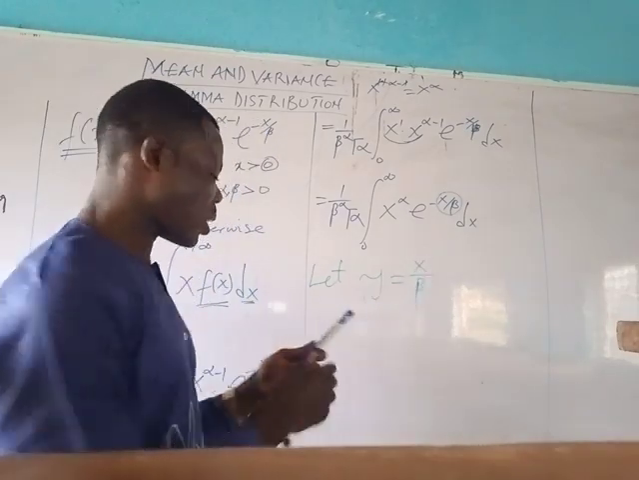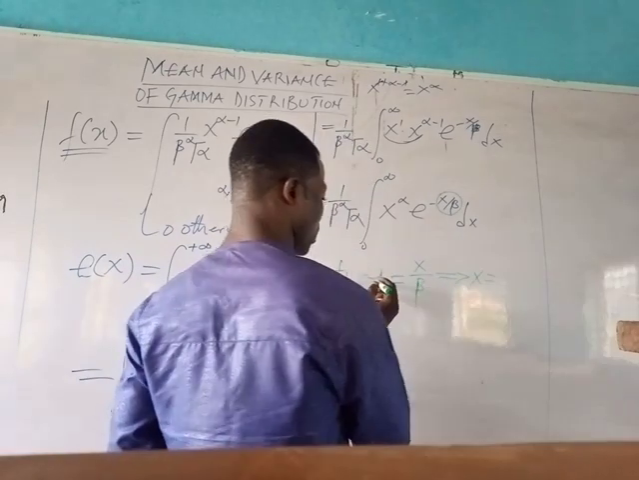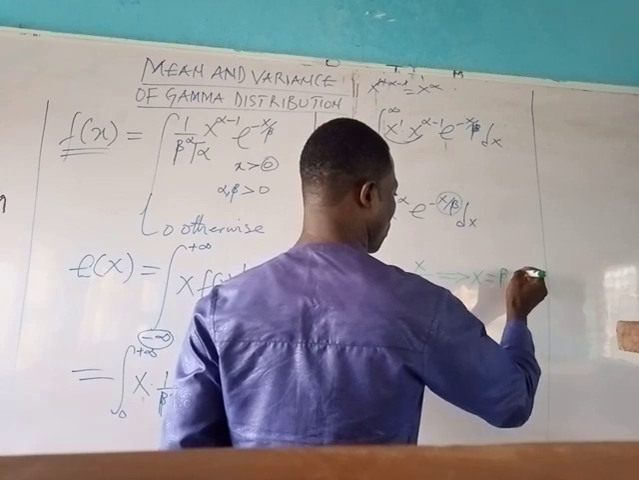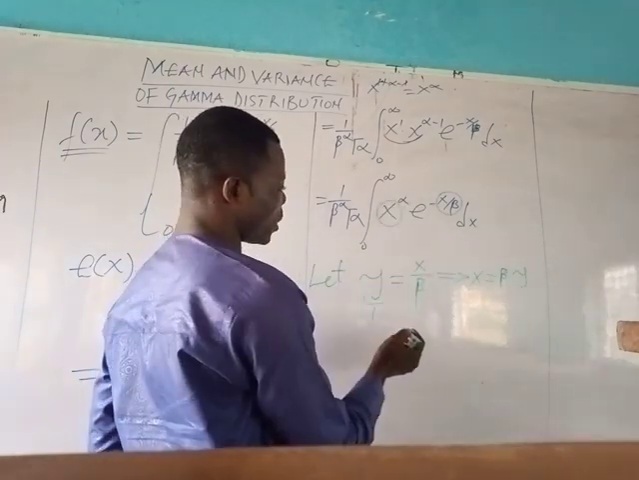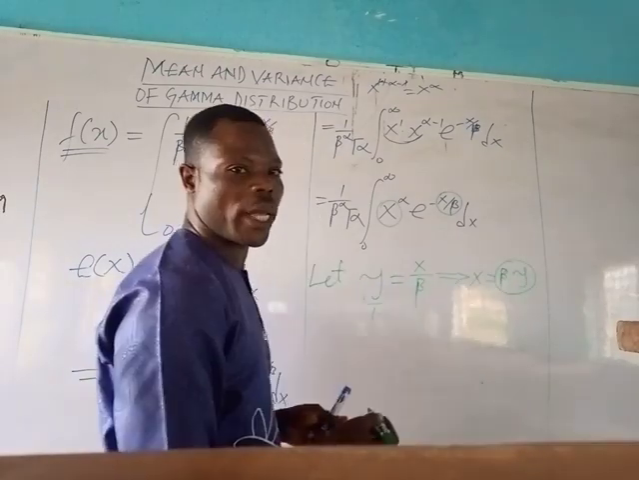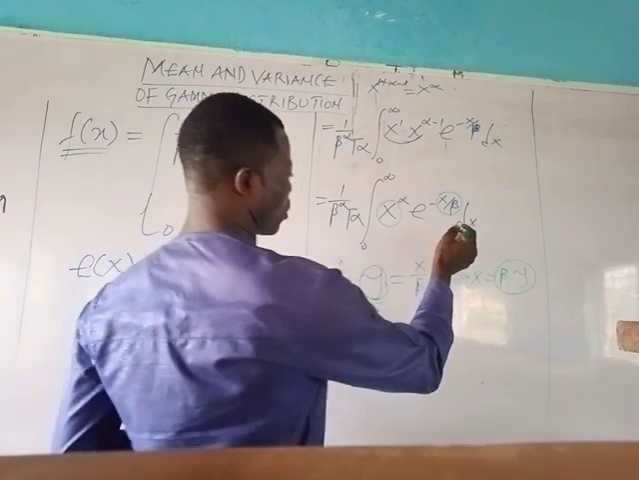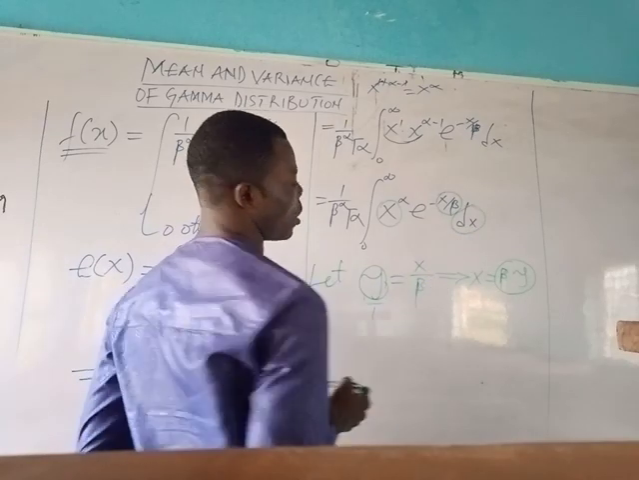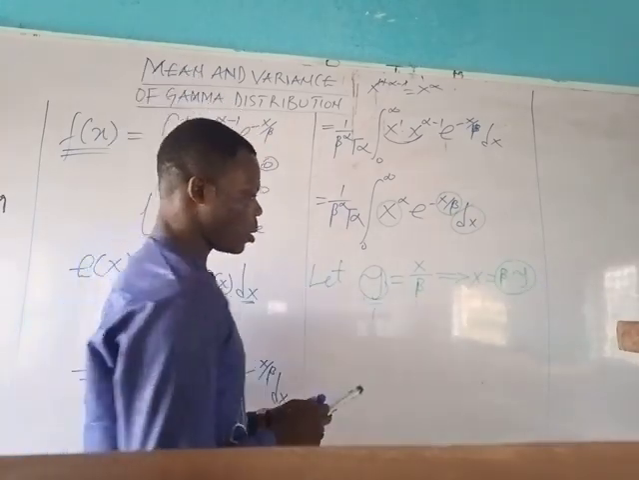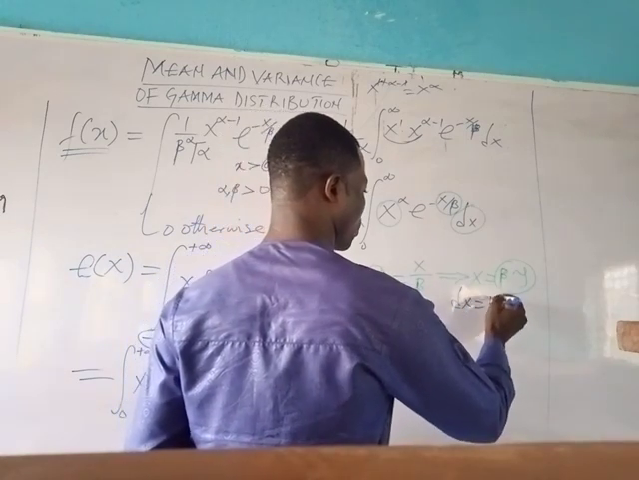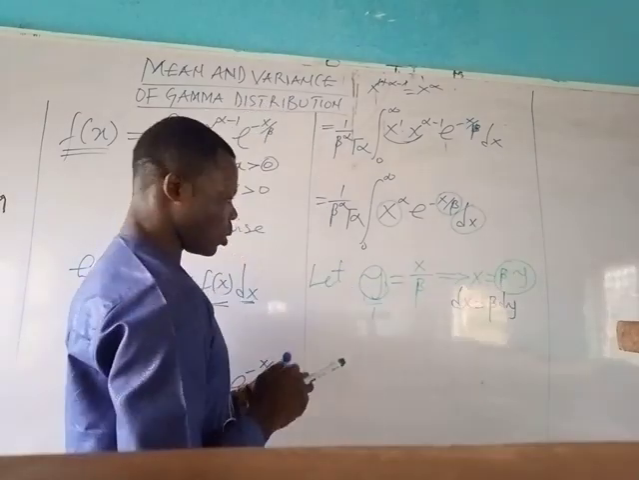So if y is x over beta, if we make x the subject of the formula, we are going to have x equal to beta y. Then we want to change everything here. Anywhere we see x now, we are replacing x by beta y. Then anywhere we see x over beta, we are replacing it by y. Since we've changed this, we need to change this as well. And how do we do that? We differentiate x with respect to y here. So we are going to have dx equal to beta dy.